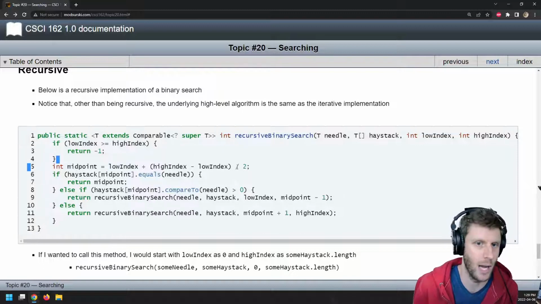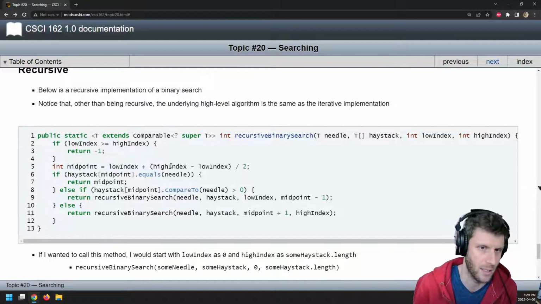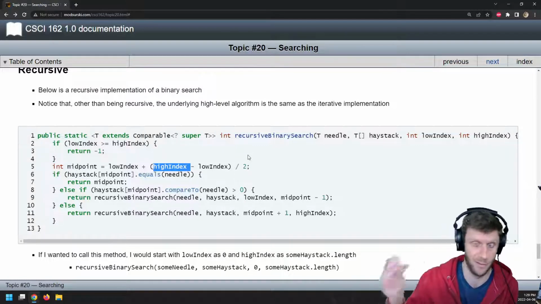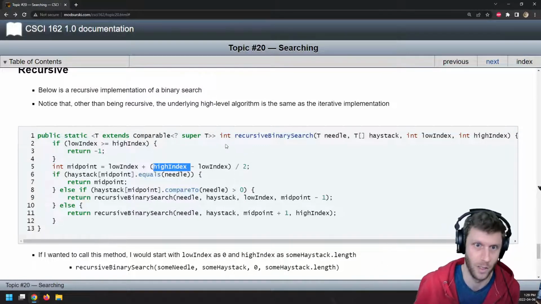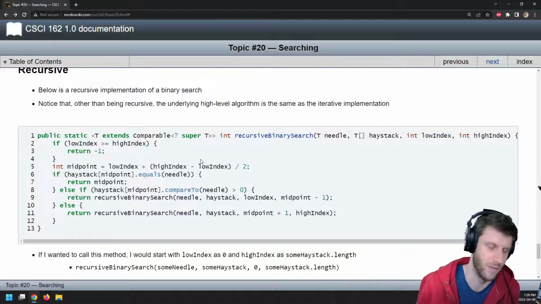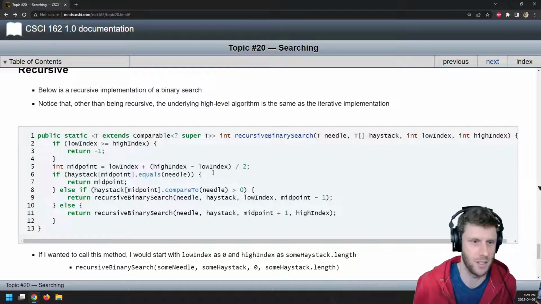You can't just do high point divided by 2 because the low point might not be 0. What if the low point's 10 and the high point is 20? Well, here you would do 20 minus 10 divided by 2. That's 5. But then we have to do 5 plus the low point to get 15. And 15 would be the midpoint between 10 and 20. Right? So this is just calculating the midpoint.